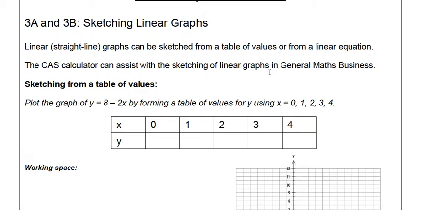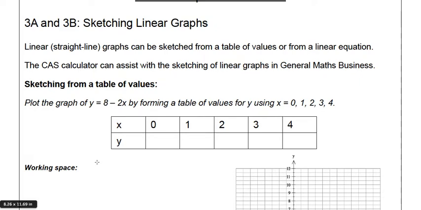If you were asked to sketch from a table and you were given the graph, here we have it here, it's y equals 8 minus 2x. If you were asked to form a table using values for x is 0, 1, 2, 3, and 4, effectively what we're doing is we're substituting this x value into our rule to work out what the y value would be given that x value for this equation.